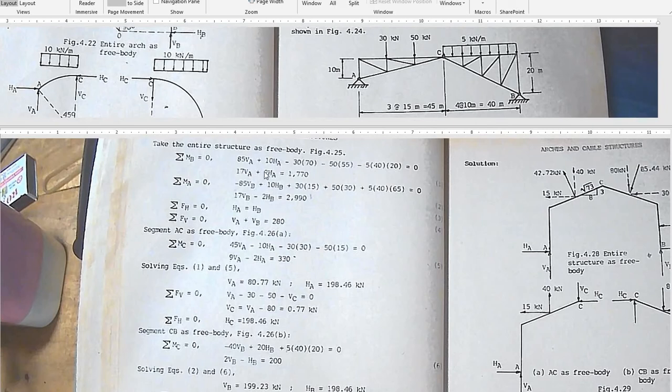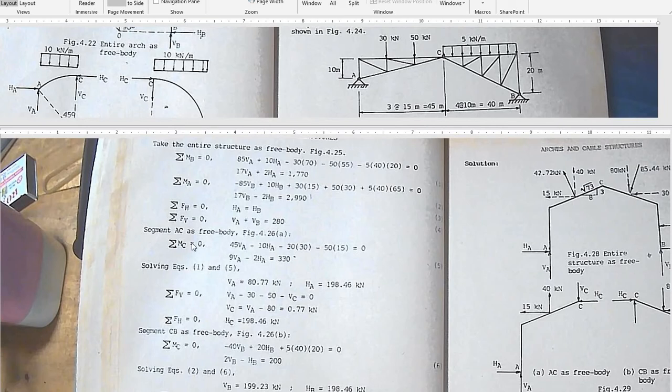You cannot combine these two equations, okay? Dahil magkakaibang kanilang unknowns. And then summation forces horizontal, H sub A is equal to H sub B. Summation forces vertical, VA plus VB is equal to 280. Yang 280 na yan, yan yung mga loads, downward loads, 30 plus 50 plus 5 times 40. Yan yung 280. Okay?